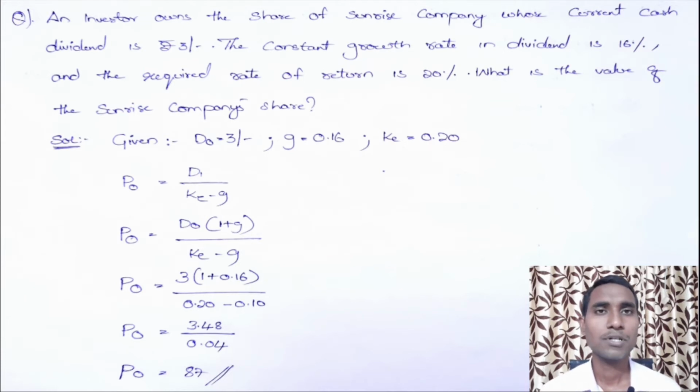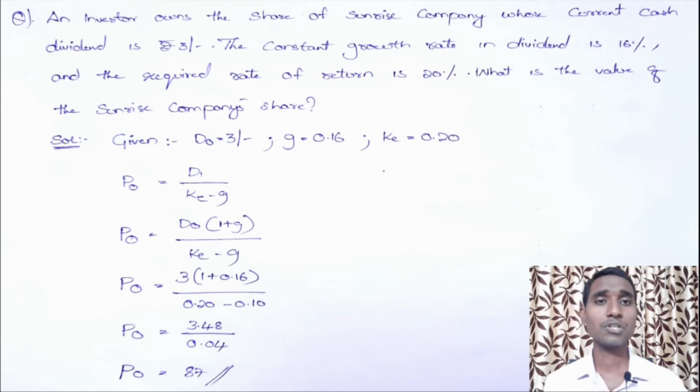Here we have a question. An investor owns the share of Sunrise Company whose current cash dividend is rupees 3. Current cash dividend means the current year dividend, that means here they have given D0. The constant growth rate in dividend is 16%. In the question itself, they are saying that the dividends are growing at a constant rate, that is 16%. There is only one growth rate, then we need to use the constant growth rate model formula to find the value of the equity share. Now, the required rate of return is 20%, that is KE. What is the value of the Sunrise Company share?